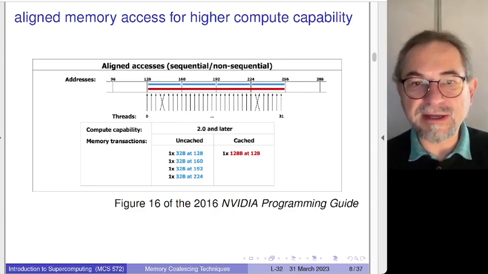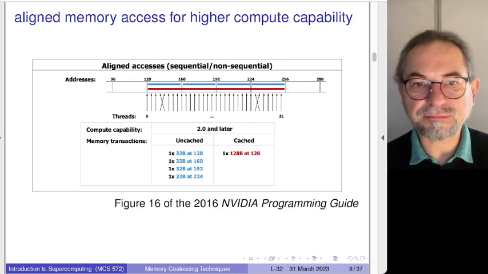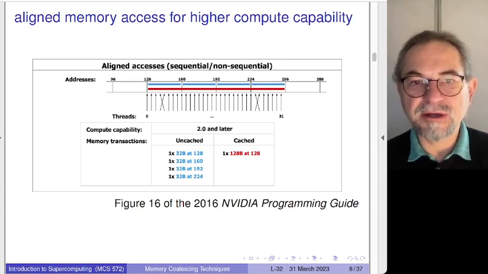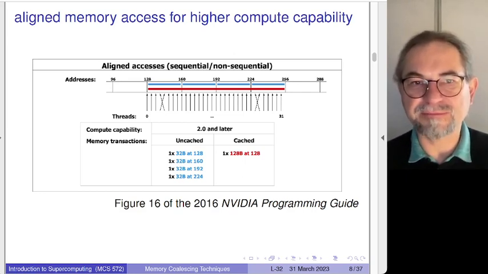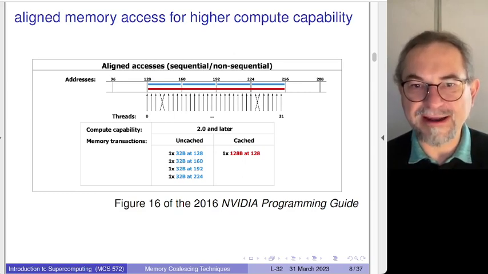Here is where it can go wrong. There is the alignment and there is the misalignment. We have threads that can actually switch. Here you have compute capability 2 and higher, which allowed for a more irregular memory access.